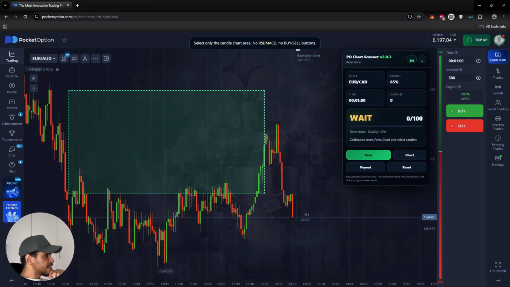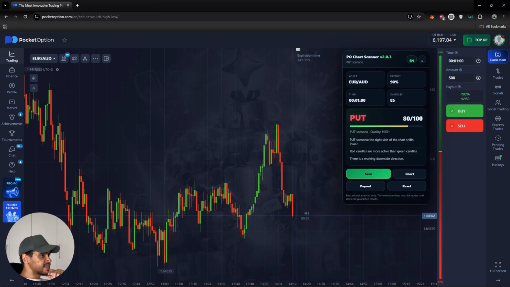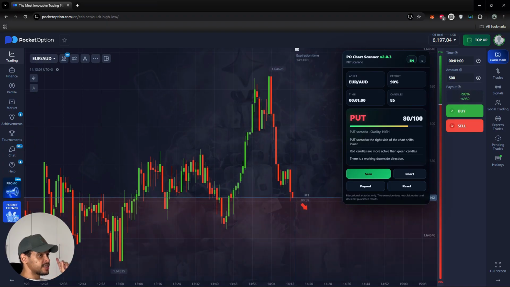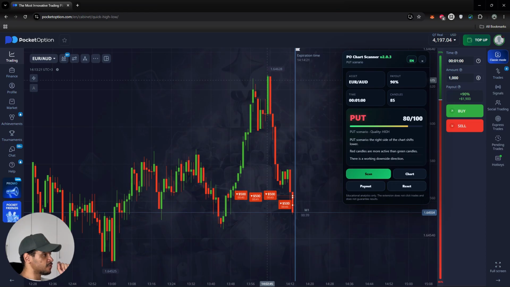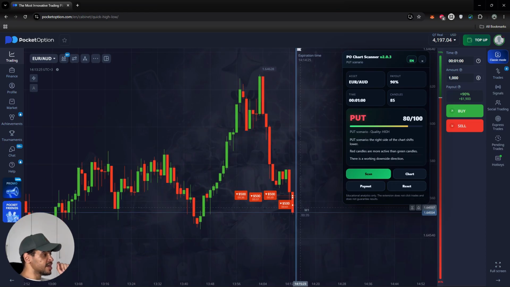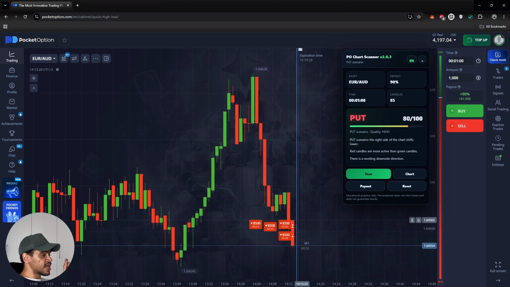And let's select an area on this chart, and let's see if we get any decent analysis. And here we are. This is actually important. We get a big trade right here, and hopefully we get a nice and a solid win on this one. Again, we are placing 2,000 on this. We have a pretty high quality signal here. The right side of the chart shifts lower. Red candles are more active than green candles. There is a working downside direction, and you can see that very clearly with a strong bearish move, bearish impulse right here that we might be able to capture fully.